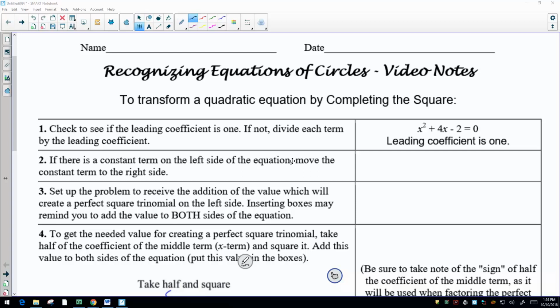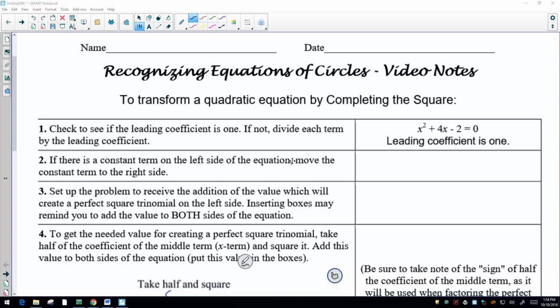So today we're going to look at how we can recognize equations of circles, especially when they're not in our standard form. We are first going to do a quick review on how we complete the square. So the very first thing you want to do is see if the leading coefficient is 1.